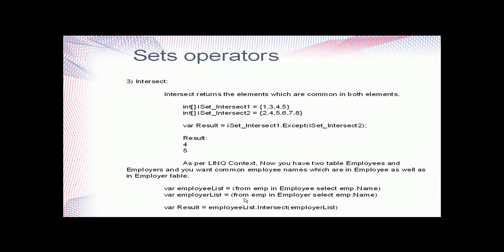Now third is intersect. Intersect returns the elements which are common in both collections. It is the opposite of except. Here I have taken two integer arrays. If you use intersect, then it will return the result which is common in both arrays. So the result will be 4 and 5, which are common.